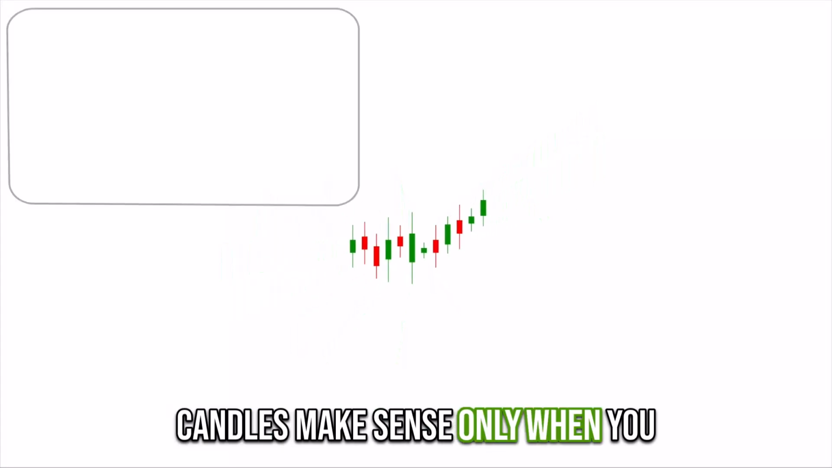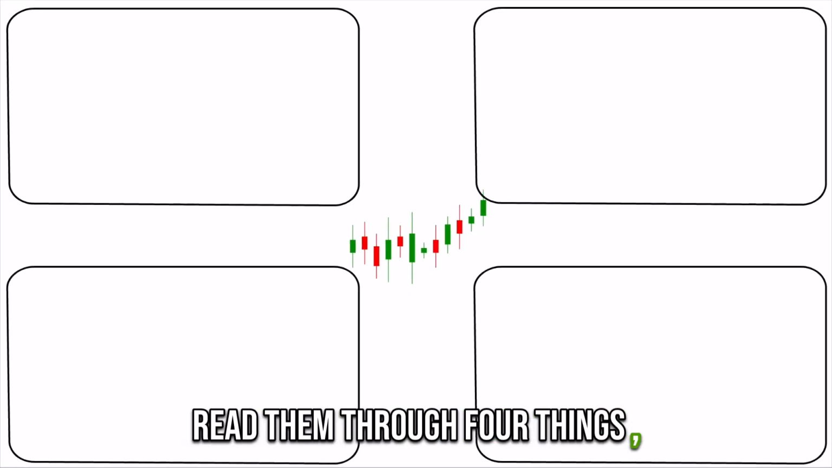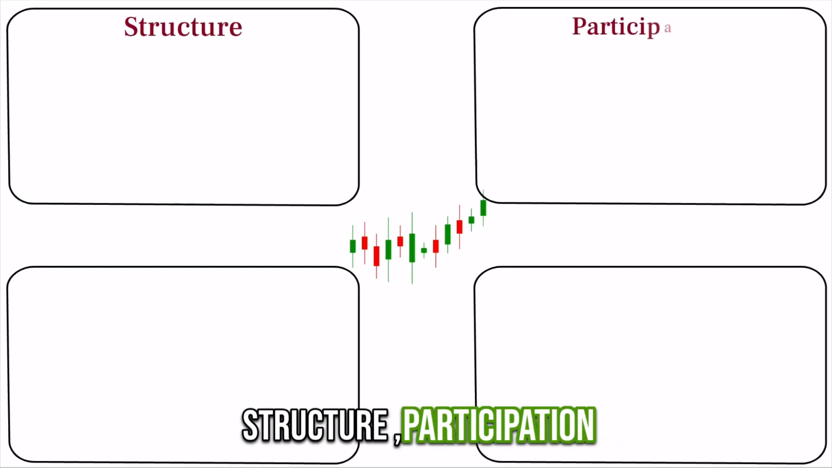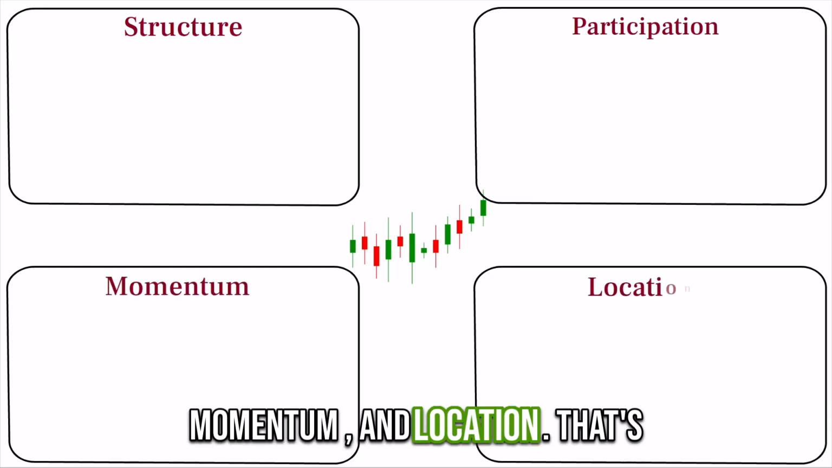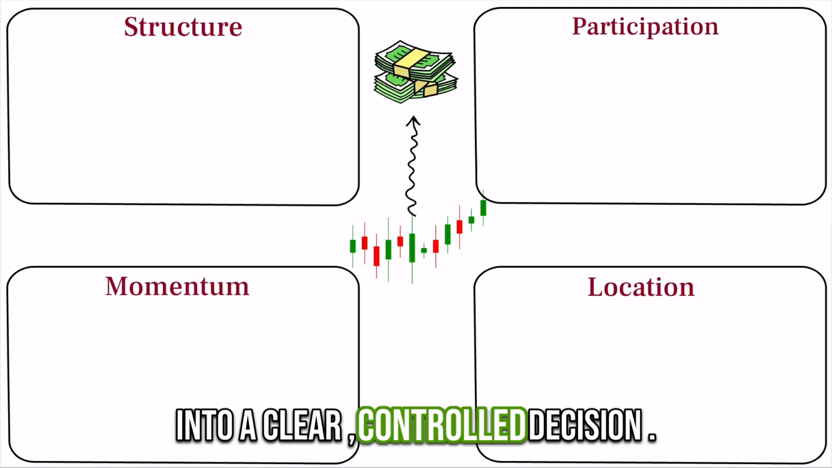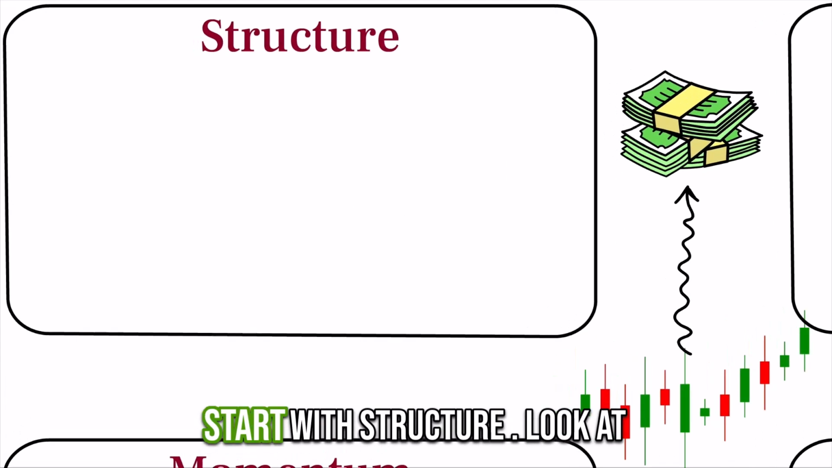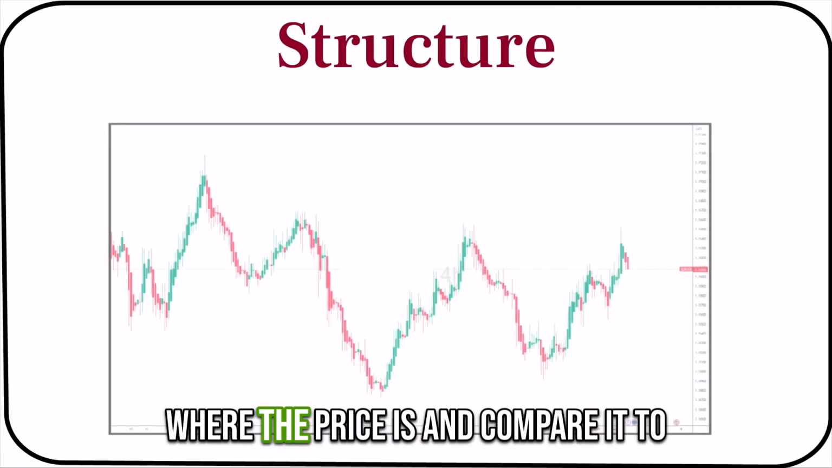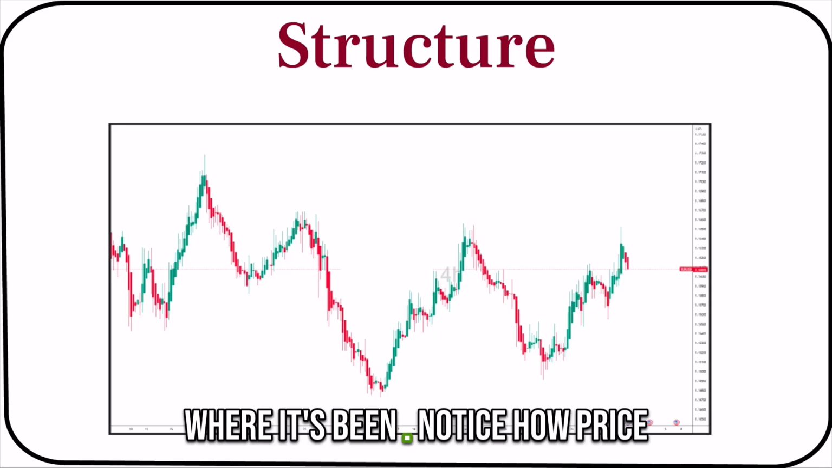Candles make sense only when you read them through four things: structure, participation, momentum, and location. That's how you turn simple information into a clear, controlled decision. Start with structure. Look at where the price is and compare it to where it's been.